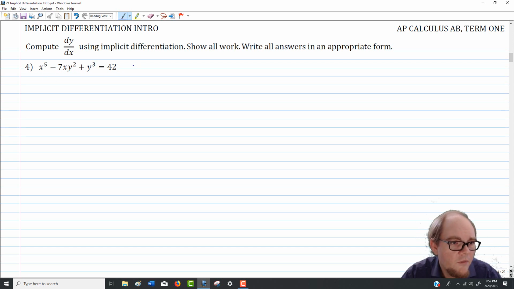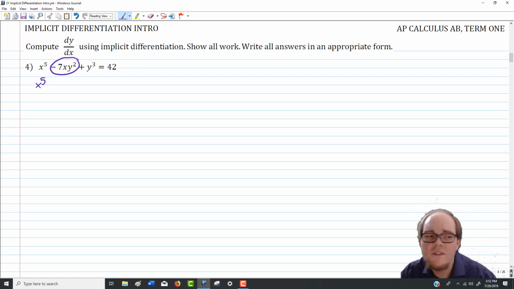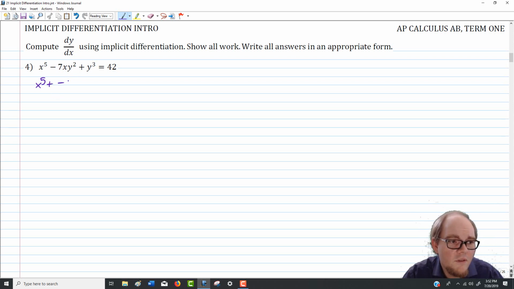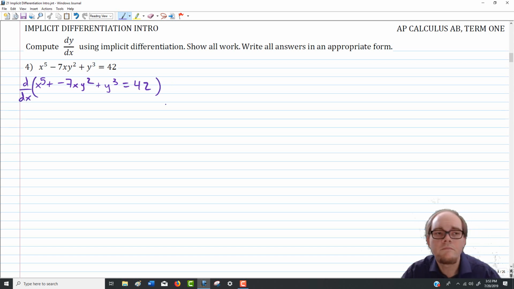So a couple things here. Before I start anything else, I'm going to first point out to you that the term that's going to give us the biggest trouble on number 4 is this negative 7xy squared. So I'm going to start by rewriting this very slightly differently, as x to the 5th plus negative 7xy squared. That way we've got this minus 7x attached. All plus y cubed equals 42. So I'm starting there, and that's what I'm going to differentiate with respect to x.